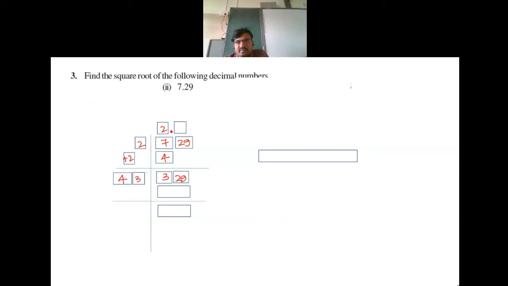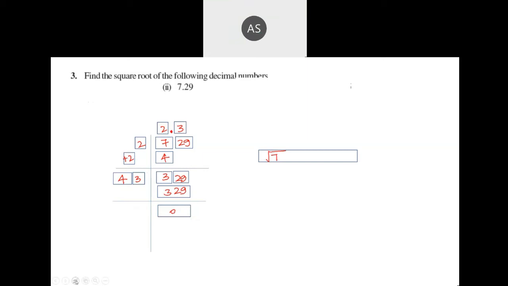And 29 should be brought down by keeping a point after 2. After decimal, 2.7, sir. No? Sir, I have made a mistake here. 7 should come instead of 3, we have to put 7.